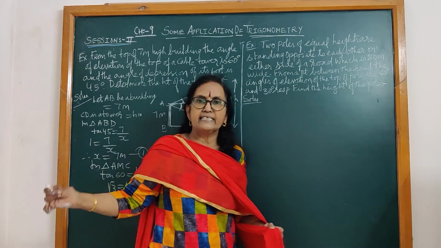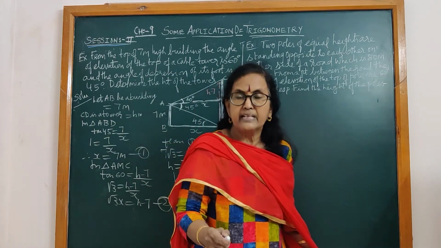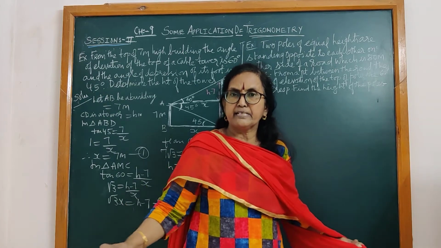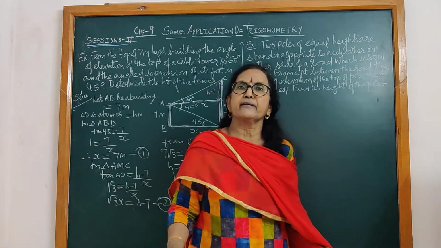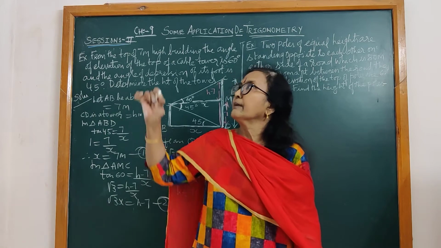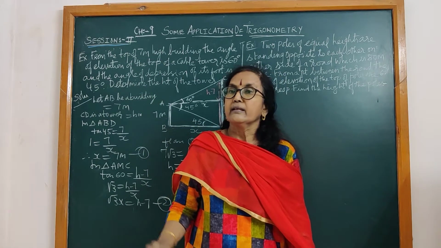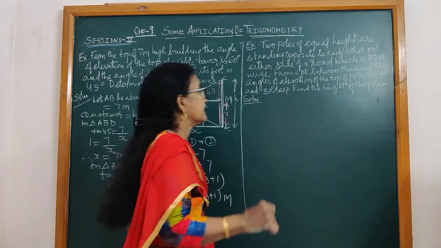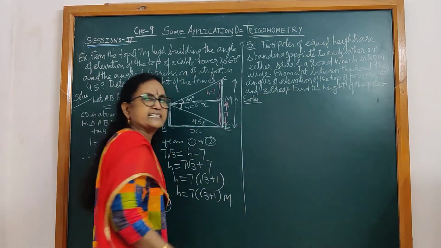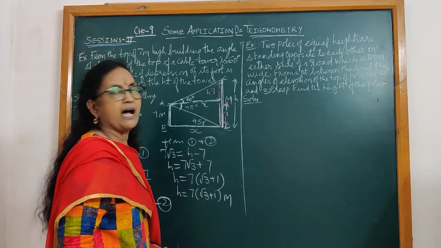And the two poles' heights are same. From a point between, now see, between doesn't mean midpoint. It is in between the 80 meters, it may be nearer to this, it may be nearer to this, and you are looking at the pole. So again, the person is looking at the pole, standing in between on the road. The angle of elevation of the top of the pole is 60 degree and 30 degree. Find the height of the poles.